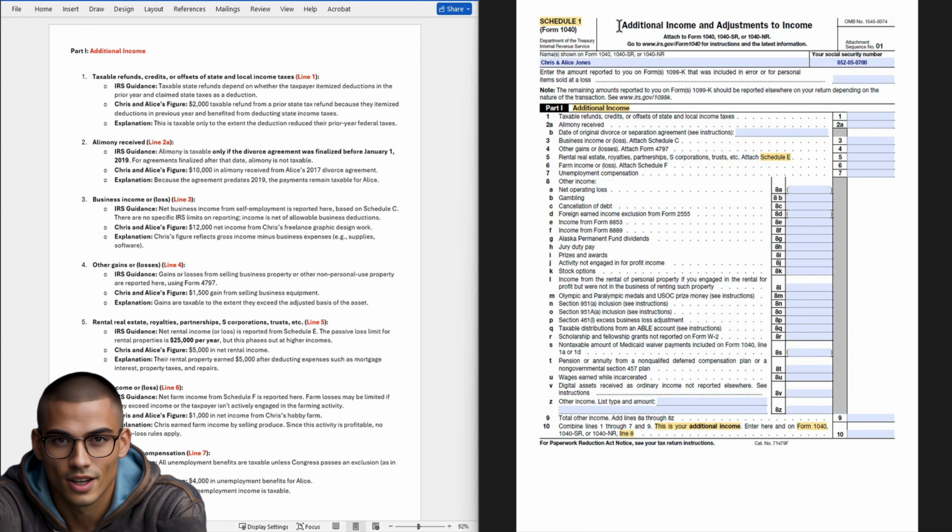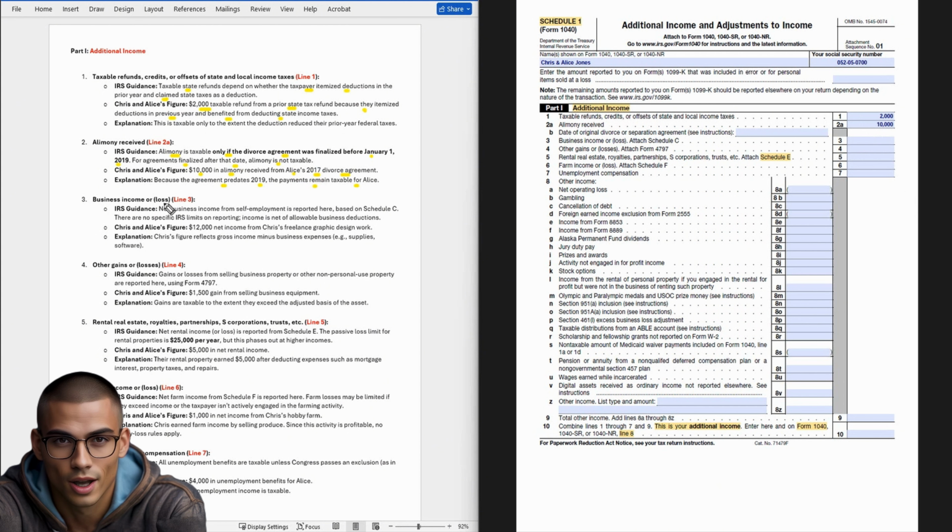Next, we have alimony received on line 2A, and let's take a look at Chris and Alice's situation. Alimony is taxable only if the divorce agreement was finalized before January 1st of 2019. For agreements that were finalized after that date, the alimony is not taxable. So let's see what happened for Chris and Alice. $10,000 in alimony was received from Alice's 2017 divorce agreement. Because the agreement was before 2019, the payments remain taxable for Alice. So Alice would need to include that $10,000 alimony payment here on her Schedule 1.